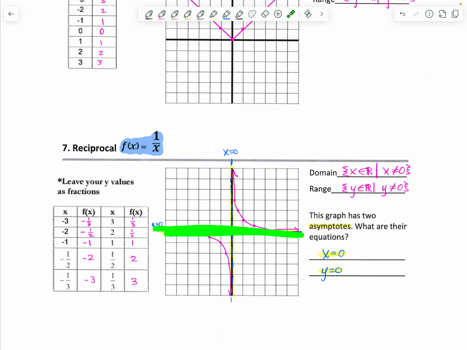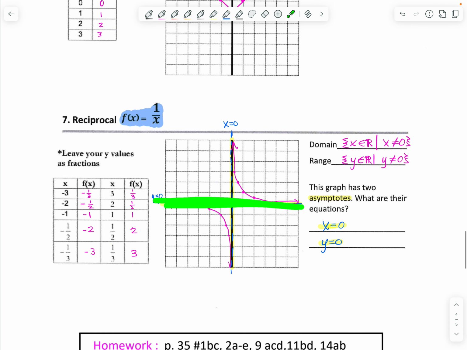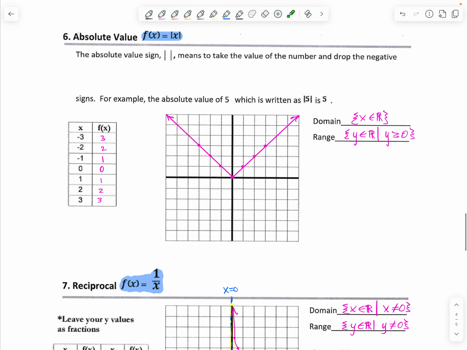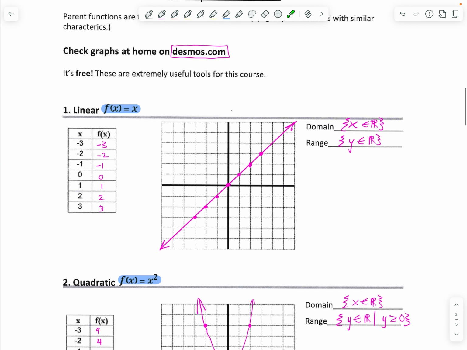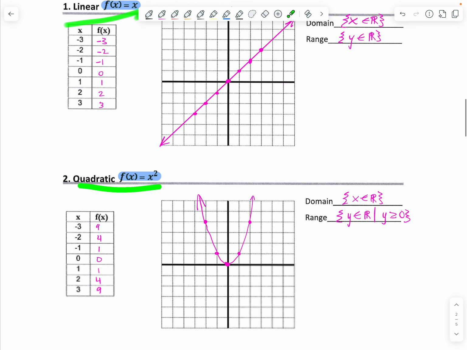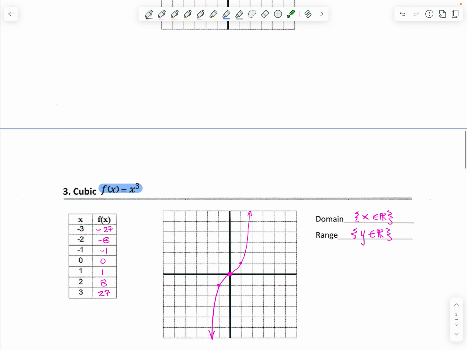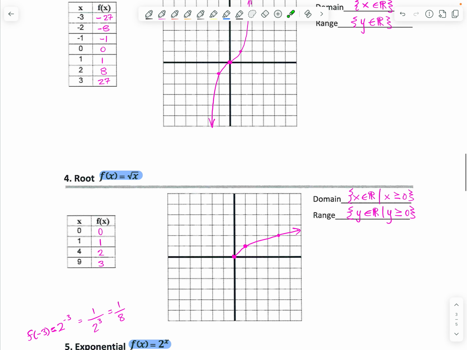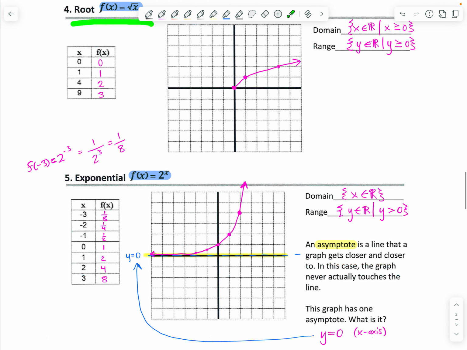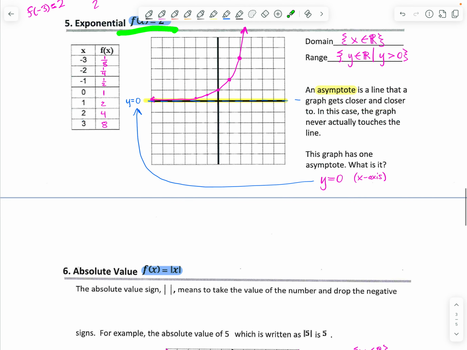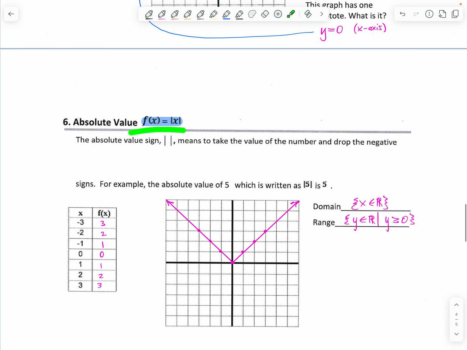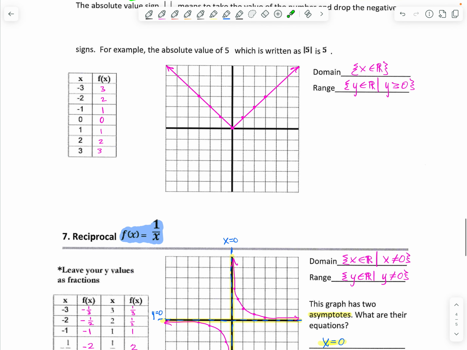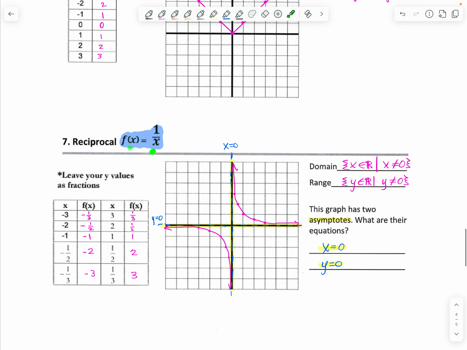That is everything. Those are the parent functions that we want to know for MCR3U. Looking back at this, there's linear. Right here, there's the quadratic parent function. The cubic parent function looks like this. The root function looks like the square root of x. The exponential function looks like 2 to the power of x. The absolute value function is saying take the magnitude of x, so the absolute value of x. And reciprocal is saying whatever the input is, flip that to get the output.